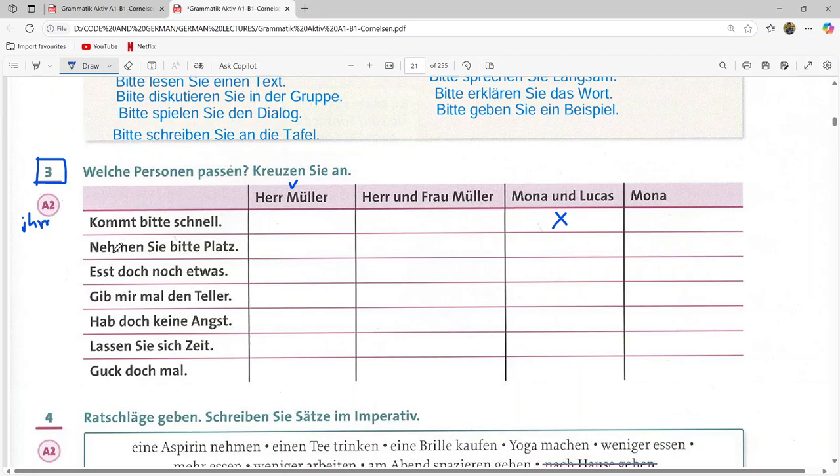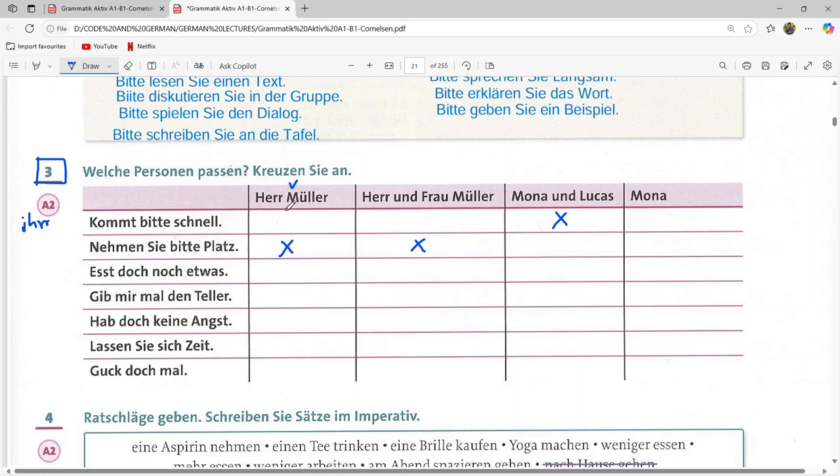Okay. Next one, nehmen Sie bitte Platz. So nehmen Sie, this Sie is a formal Sie, can be used with a single person, also can be used with a plural person. So in these two cases, nehmen Sie bitte Platz can be used. Can I use nehmen Sie bitte Platz with Mona? No. Here we will use the du form. Here we will use the ihr form. And here we will use the Sie form in the plural case. Here we will be using the Sie form in the singular case.